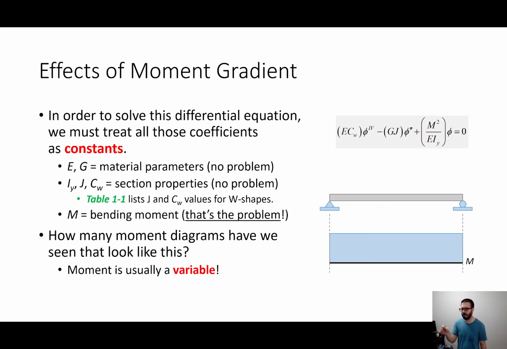But we never really had a moment diagram very often that was just straight. That was pretty rare, okay? Moment is usually a variable, okay? So the idea is that we have this really awesome, simple plug and chug expression for the solution of a differential equation, but that solution assumes that moment is a constant, and moment isn't. Moment has gradient. Moment changes.